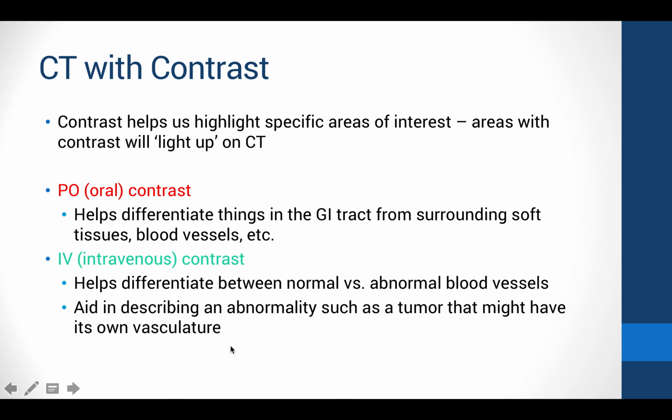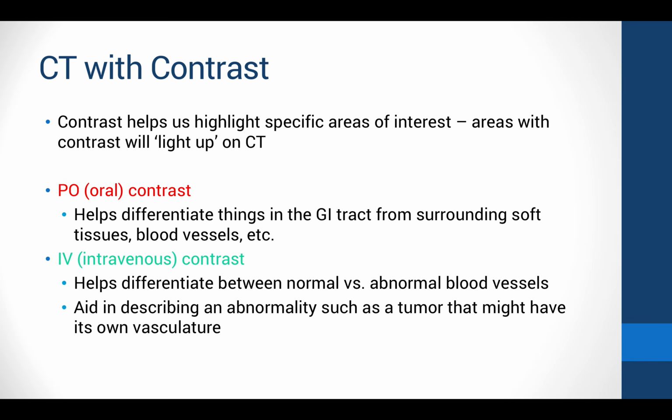Now, there are a few different things we can do with the CT. We can do a plain CT like we looked at in the previous slide. We can also do a CT with contrast. Now, contrast is basically going to help us highlight a specific area of interest, and those areas that have the contrast are basically going to be high density, highlighted areas on the CT. So contrast helps us basically find exactly what we're looking for, and then we can look at the surrounding tissues to see the relationship with exactly what we're looking for.